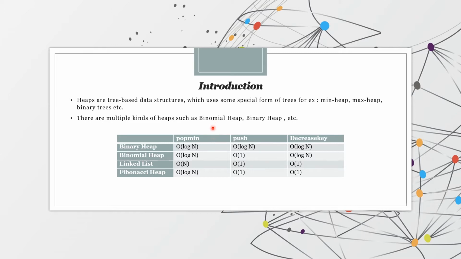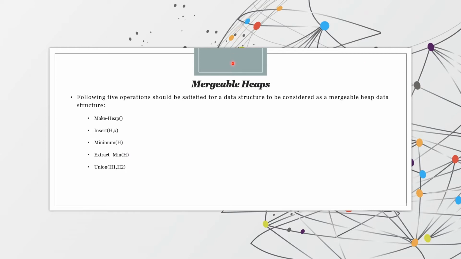Here is the time complexity of multiple data structures on different functions such as pop, min, push, and decrease key. There is one more special kind of heap known as mergeable heap. A data structure is known as mergeable heap if it can operate the following five functions, that is make heap, insert, minimum, extract min, and union.